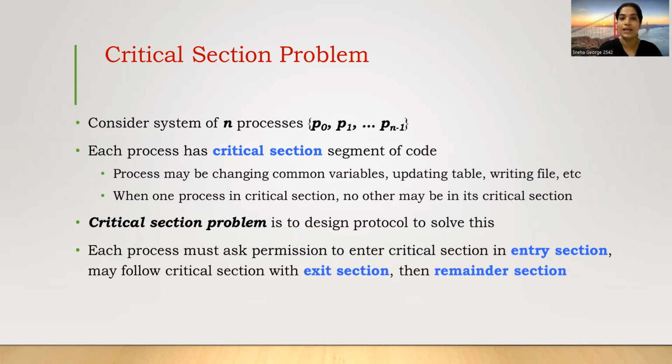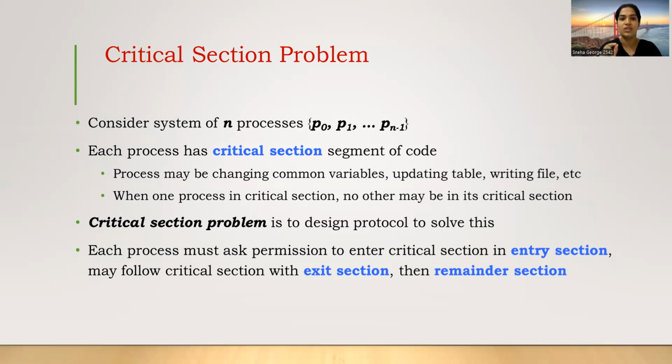Let us consider n processes: P0, P1, P2, up to Pn minus 1. Each of these processes has a critical section segment of code. Here the processes will be able to change their common variables, write into a file, update a table, etc.